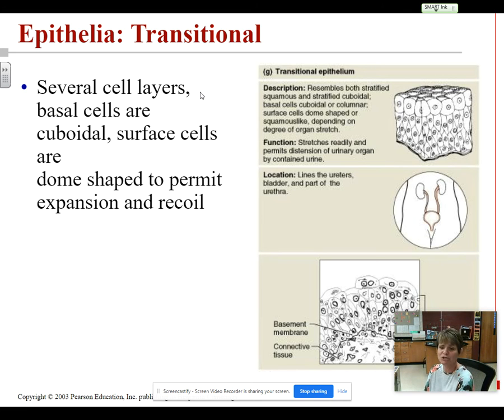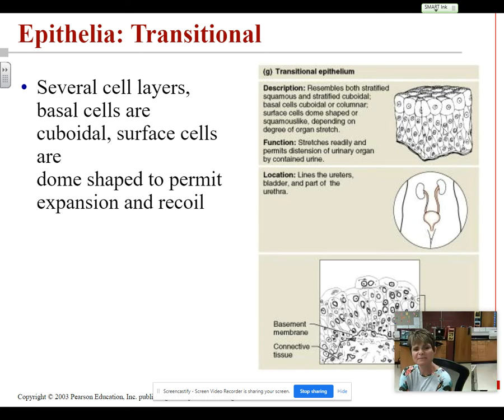Transitional tissue is a stratified tissue, meaning it does have many layers. The biggest thing that I want us to remember about the transitional tissue is that the surface cells are dome-shaped. They are dome-shaped, so they're rounded at the surface. Notice many layers here. The surface cells are rounded at the top. They kind of look bouncy like a balloon.